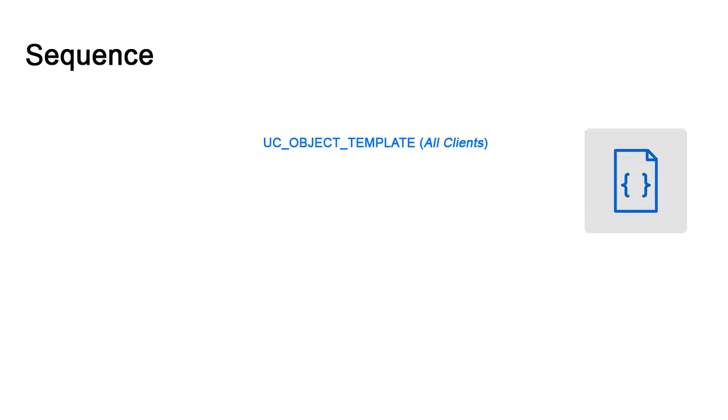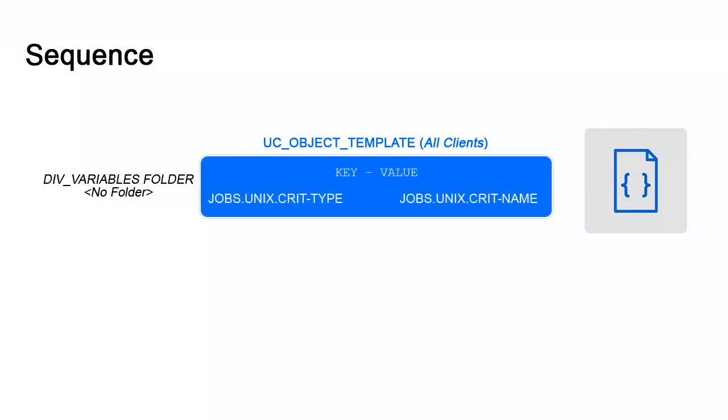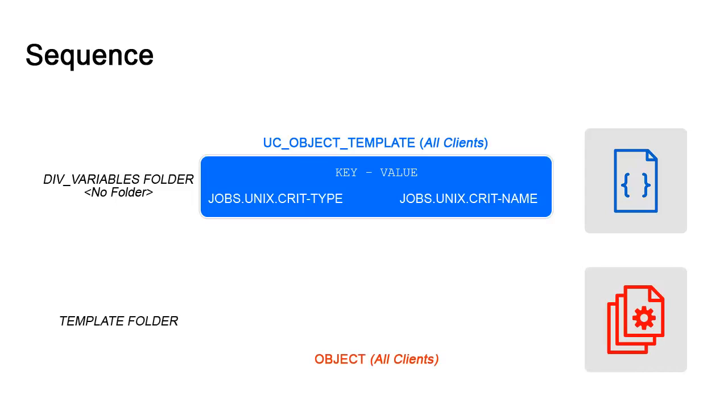We update a variable called uc_object_templates in the div variables folder on client 0 or in the no folder area of other clients. The variable contains values for the naming and typesetting of the templates. We add a key, the type of the object templates, and a value, the name of the template object. Then we create an object in a folder called templates. The client will use its own settings if they exist or default to client 0.